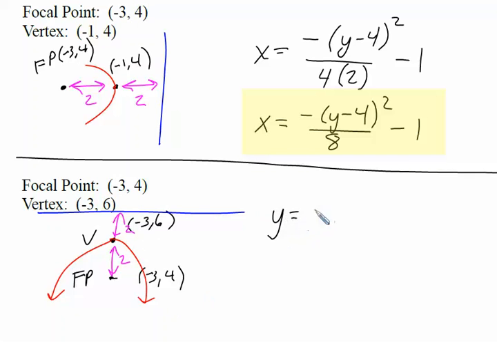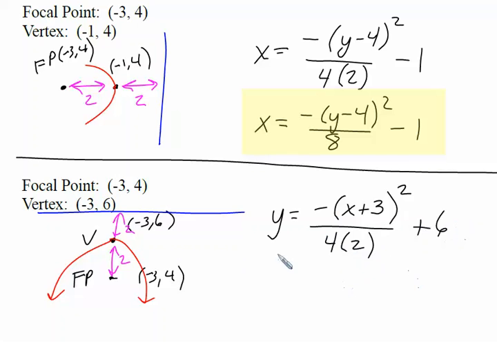So it's going to be y equals a negative because the parabola is opening down, x plus 3 because the x coordinate is centered at negative 3, being squared all over 4c, and then the vertex has its y coordinate at 6, so we'll put plus 6. This means y equals negative the quantity x plus 3 squared, all divided by 8 plus 6. So really, like we've said, once we get the hang of it, focal point, directrix, vertex are not bad to manipulate and find the equation of a parabola.